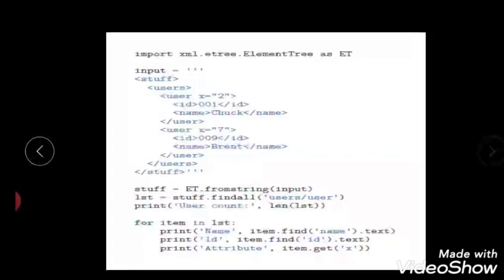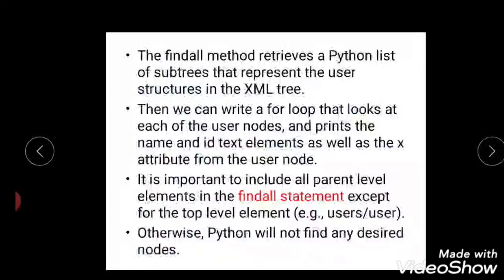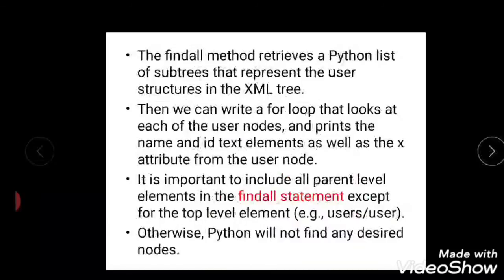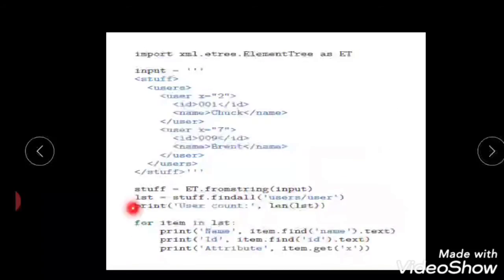It is going to print, let's see this. The findall method retrieves a Python list of subtrees that represent the structure in the XML tree, and we use a term like findall statement, right? And see, the output of this will be, when I do this, I have given for item in list print name. Okay, for item in list, first time we'll be trying to do with this first.